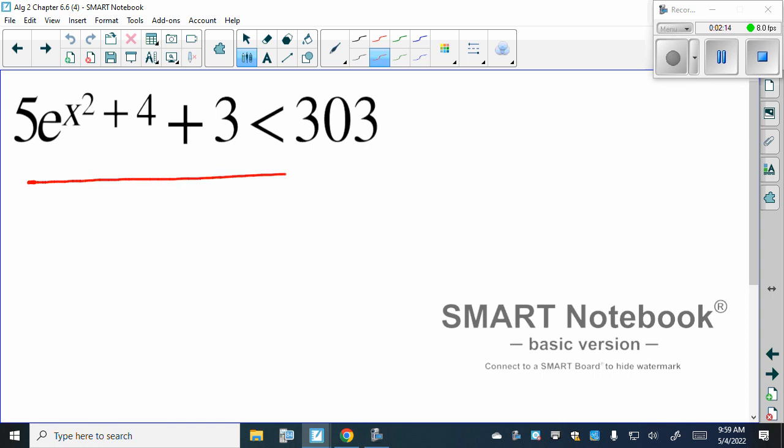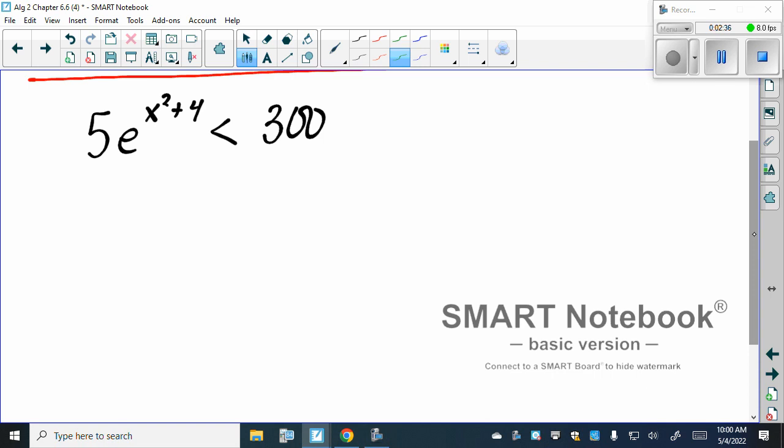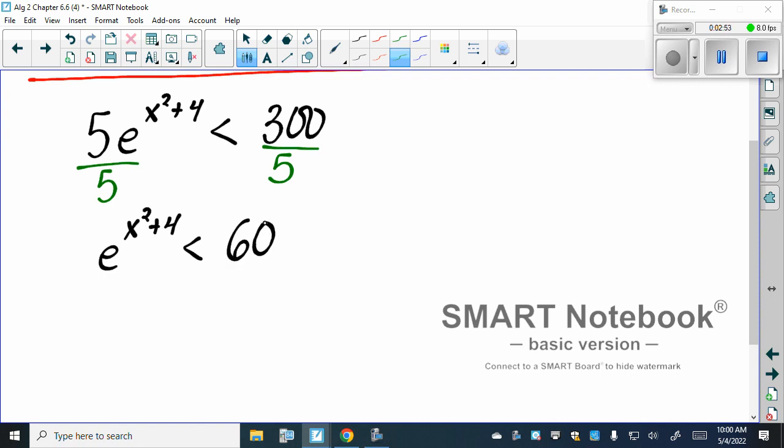So the first thing we can do is what? Subtract 3 from both sides, which will tell us that 5 times e to the x squared plus 4 is less than 300. What can we do next? Divide both sides by 5. Because here we're just going to be left with e to the x squared plus 4 is less than 60.